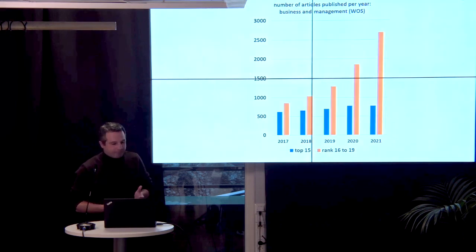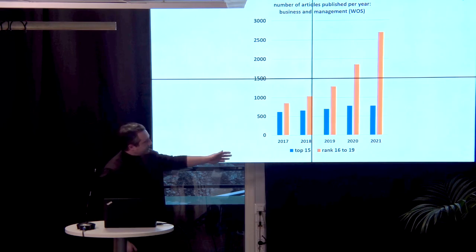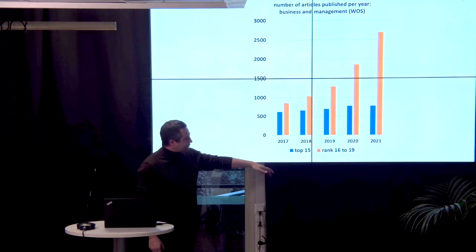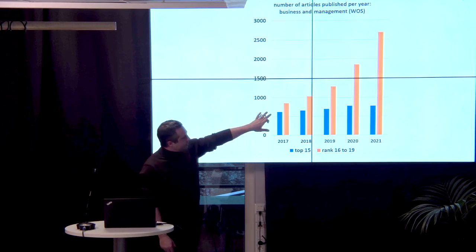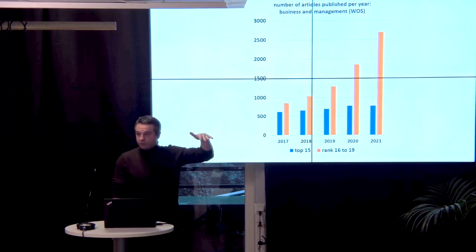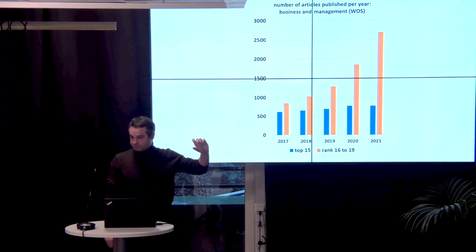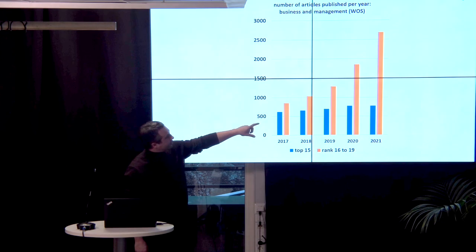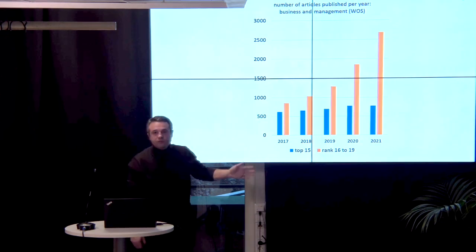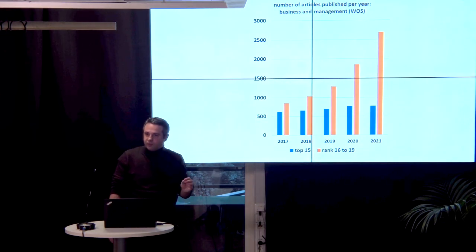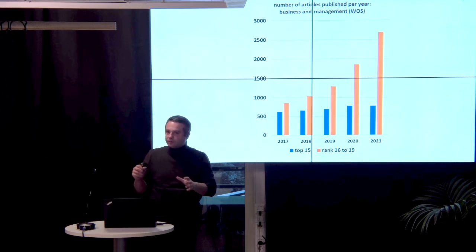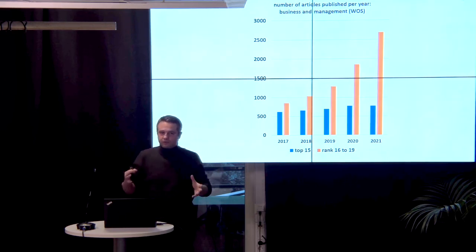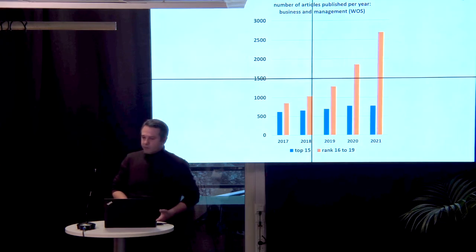For example, here we have from 2017 to 2021. The blue histograms are the top 15 Web of Science journals in management, and the number of articles they publish, we can see it's kind of stable. But if we take just those ranked 16, 17, 18, and 19, they grew from 700 to more than 2,500 in just a few years. So we also see diversification of editorial boards responding to these dynamics in different ways.